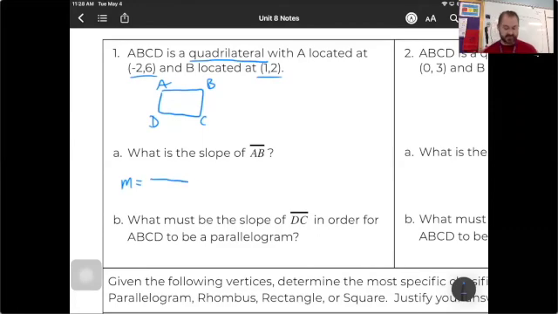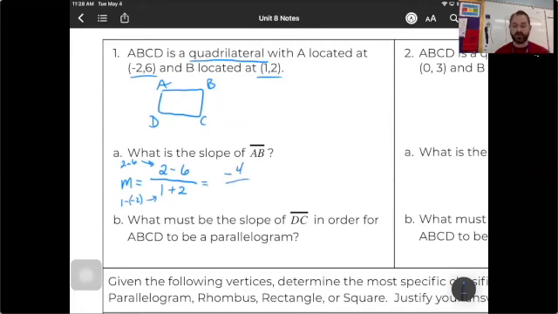For slope, we take the difference of the y values on top, so that would be 2 minus 6, over the difference of the x values. 1 minus negative 2 turns into 1 plus positive 2. 2 minus 6 is negative 4. 1 plus 2 is 3. So our slope of AB is just the fraction negative 4/3. Nothing to reduce there.